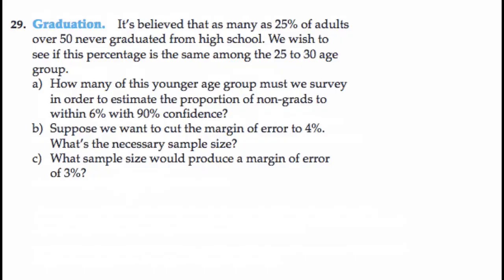All right, graduation. It is believed that as many as 25% of adults over 50 never graduated from high school. We wish to see if this percentage is the same among the 25 to 30 age group. How many of the younger age group must we survey in order to estimate the proportion of non-grads to within 6% with a 90% confidence? Part B. Suppose we want to cut the margin of error to 4%. What's the necessary sample size? What sample size would produce a margin of error of 3%? Okay, so we're going to find the sample size for 6%, 4%, and 3%.